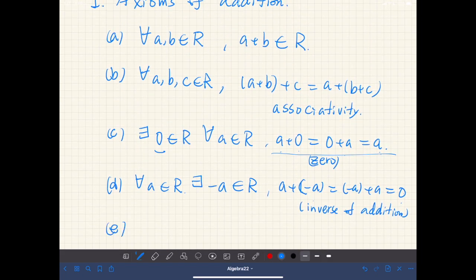And E: for all a, b in R, we have a plus b is equal to b plus a. So this binary operation called addition is commutative.